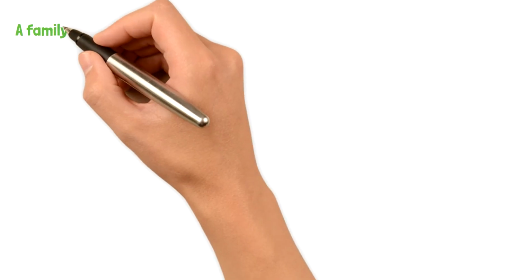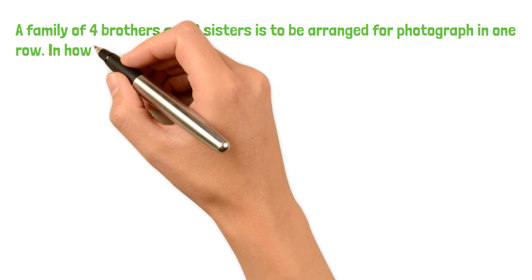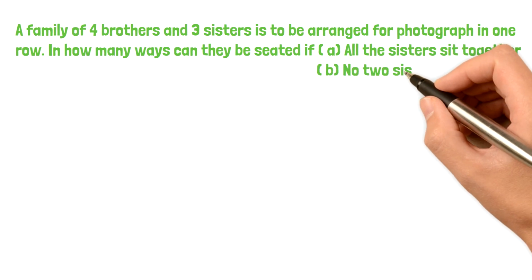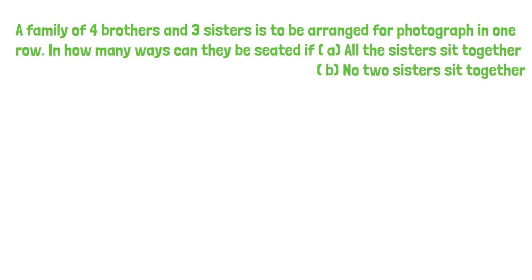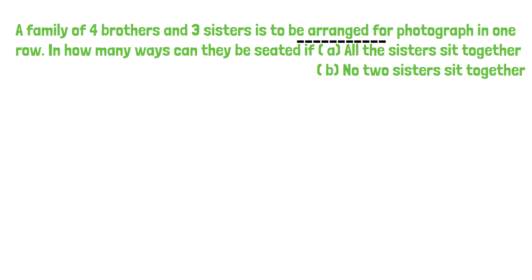Let's jump to another question. A family of 4 brothers and 3 sisters is to be arranged for a photograph in one row. In how many ways can they be seated if A, all sisters sit together, and B, no sisters sit together? First mark the keyword, arranged. So in this case, we don't need to exclude the arrangement.